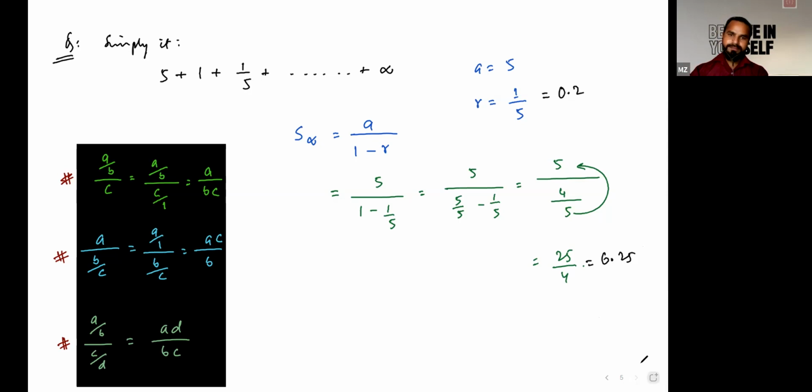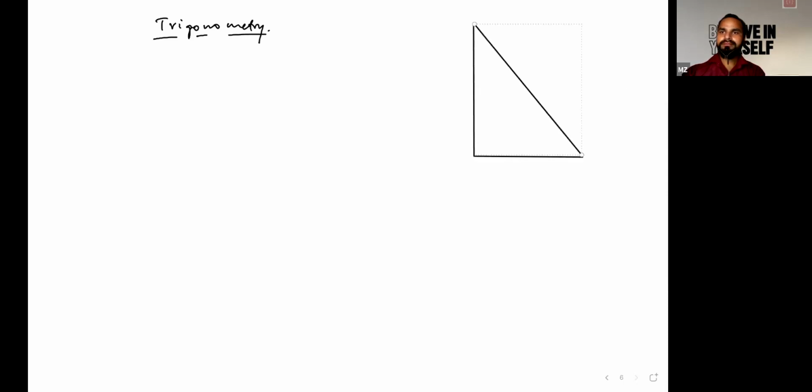Okay, the next part is to define trigonometry. You must have learned some trigonometry in your class 10th. Let's say you have a right angle triangle. So if you have theta here, the side opposite to that particular theta would be called the perpendicular.